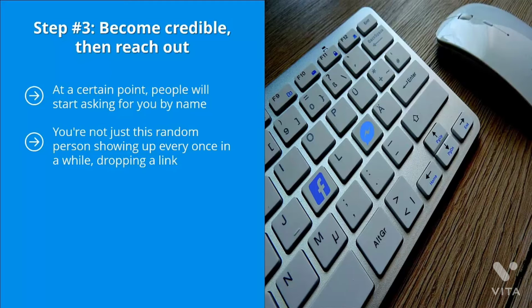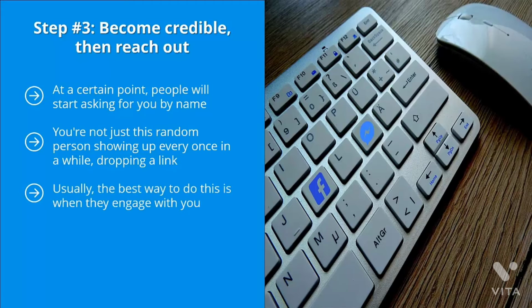This is when you reach out. This is when you try to engage with the group admin. Usually, the best way to do this is when they engage with you. Maybe they mention your name, or they send you a message on Messenger. Whatever the case may be, try to wait for them, or reach a high enough level of engagement and acknowledgement from other community members before you reach out.